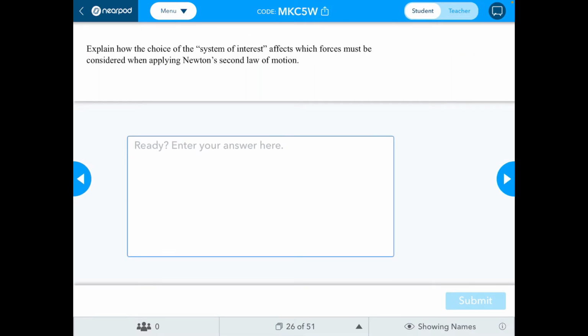So, how does the choice of the system of interest affect the forces that need to be considered? Well, if we don't pick the right system of interest, we might be including forces that are not really pushing the system along, or we might be excluding forces that are actually going to cause the system to move the way it's moving. So we have to be careful and find the right balance.